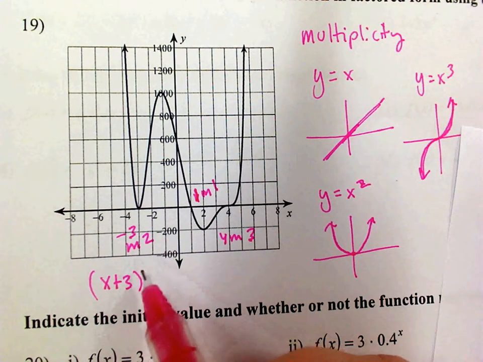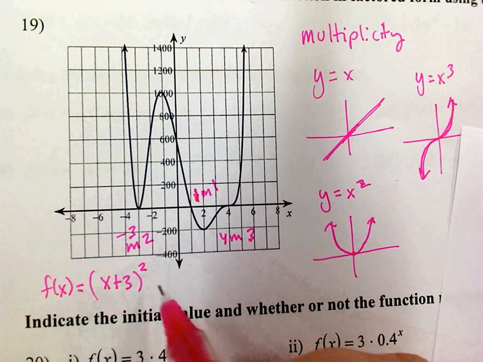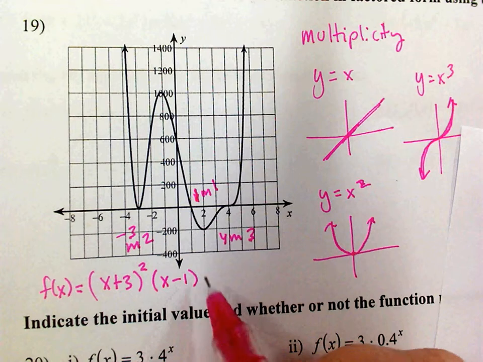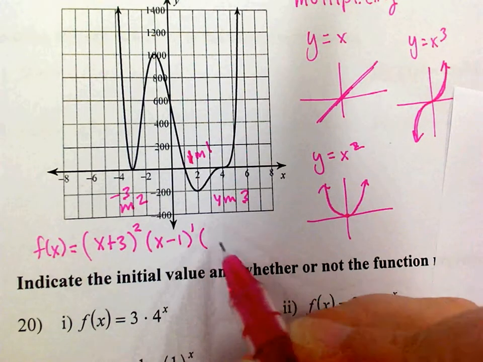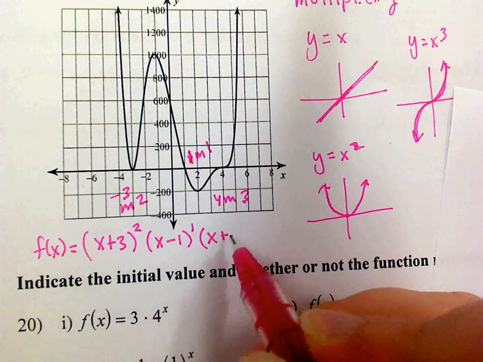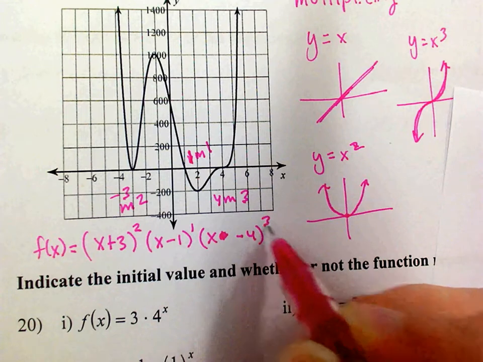1 is the 0, so x minus 1 is the factor, power of 1. You don't have to write the power of 1, but I did. 4 is the 0, so x plus, oh, just kidding, x minus 4 is the factor with a power of 3. And there you go. There's my function in factored form.